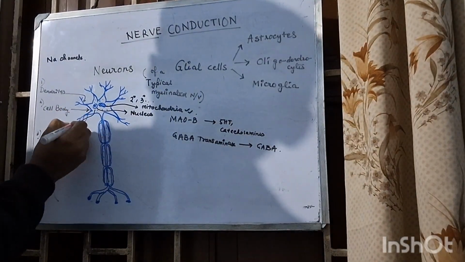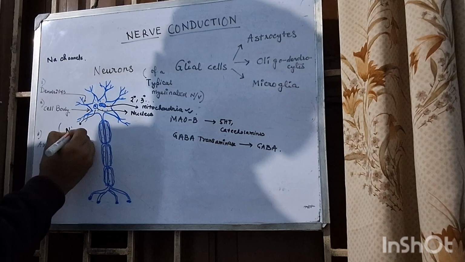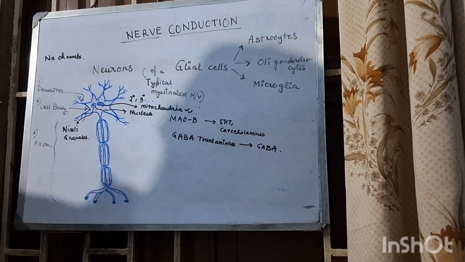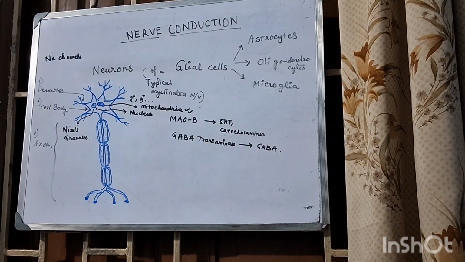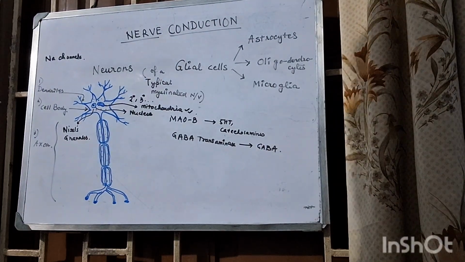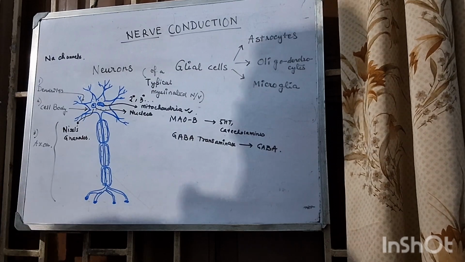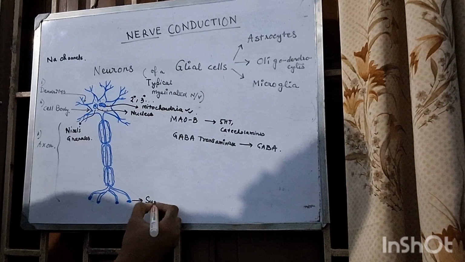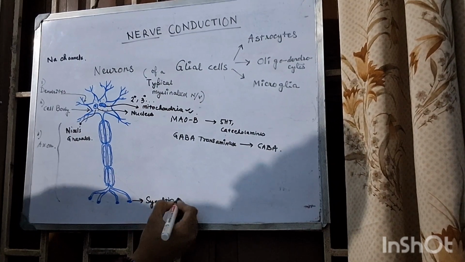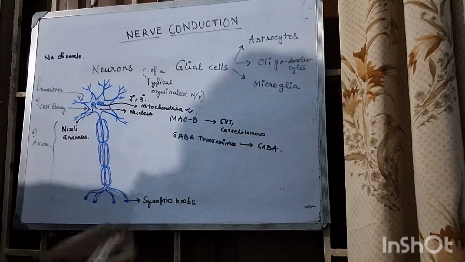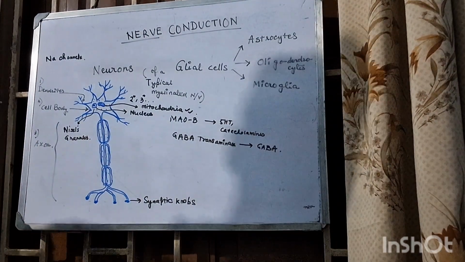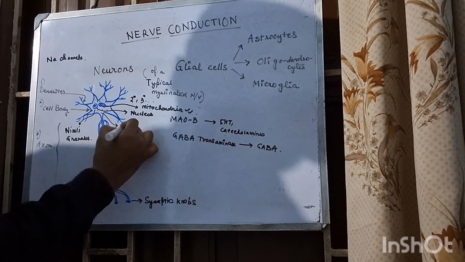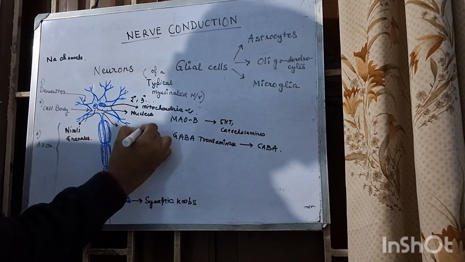So what else is there in the cyton? We have stuff like Nissl granules, rough endoplasmic reticuli, and the ribosomes, which all aid in protein synthesis. And then we have the axon. The axon terminates via specific structures called the synaptic knobs or boutons on either a neuron or a muscle fiber. Then the part of the cell body from where the axon originates is called the axon hillock.